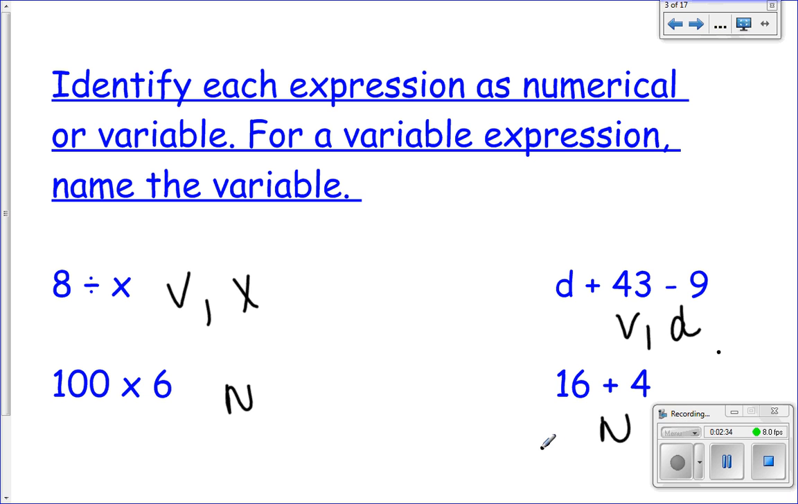So let's take a look at how you did. D plus 43 minus 9. This is a variable expression because it contains the variable D. 100 times 6. This is numerical.